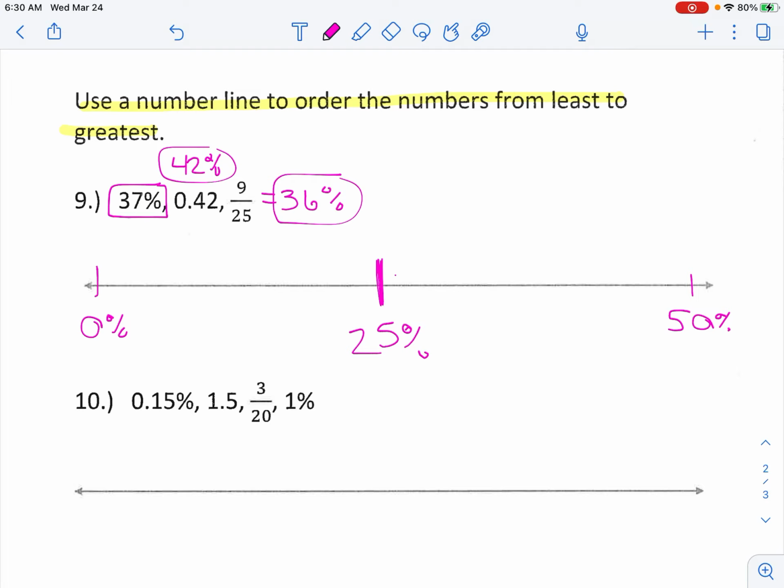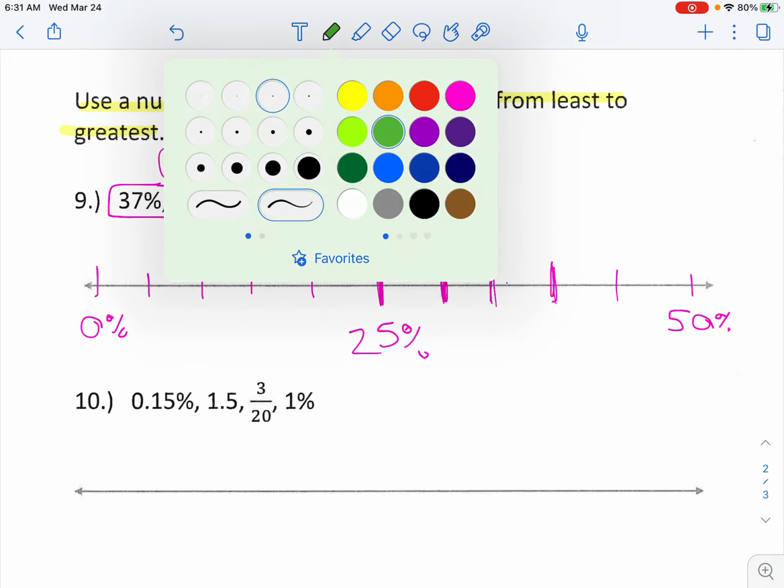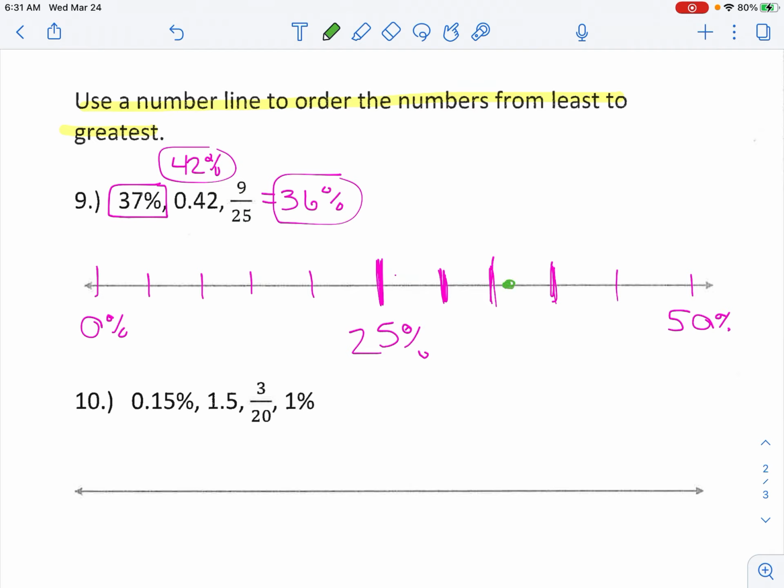So if that's 25%, that would be about 5, 10, 15, 20, 30, 35, 40, 45. As long as it's close enough, it doesn't have to be exact. So 37%: this is 25, this is 30, this is 35, this is 40. So 37%, let me choose a different color to make that stand out. So 37% would be about right here.